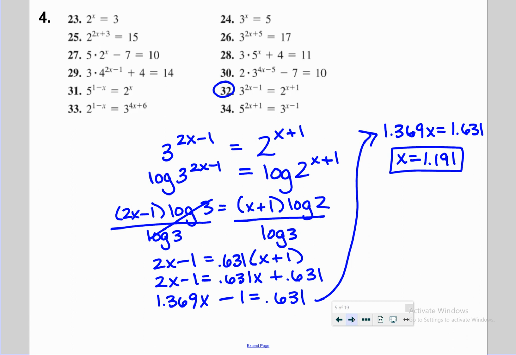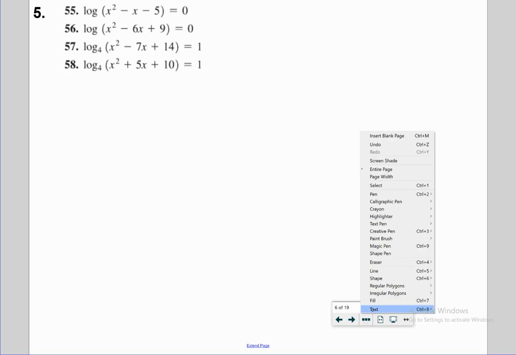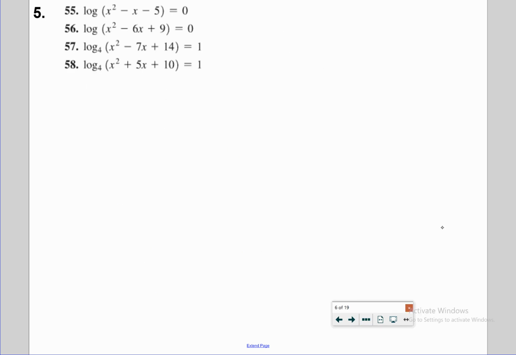All right, number 5. We have another logarithmic equation. Pick a number 55 through 58. 56. I have log x squared minus 6x plus 9 equals 0, and this log doesn't have a base, so what can I put there? 10. Okay, so if I have a log equation, I get the log alone. Check. That's done. There's nothing added, subtracted, multiplied, or divided by my log. What's my next step?